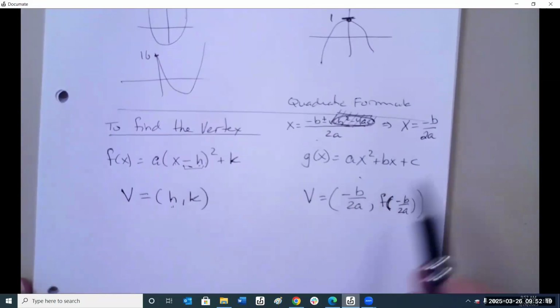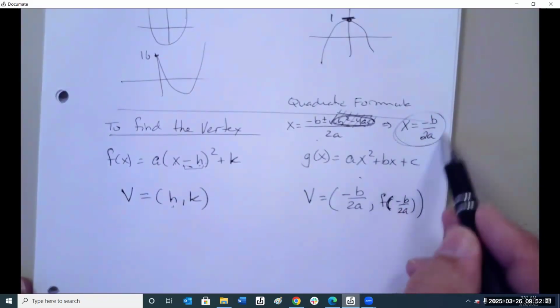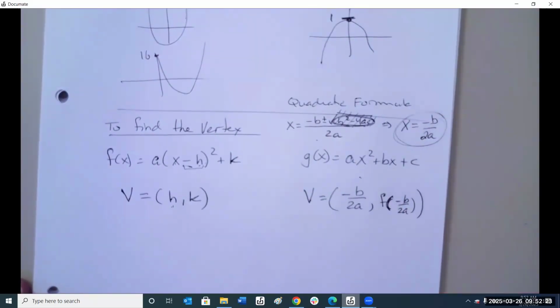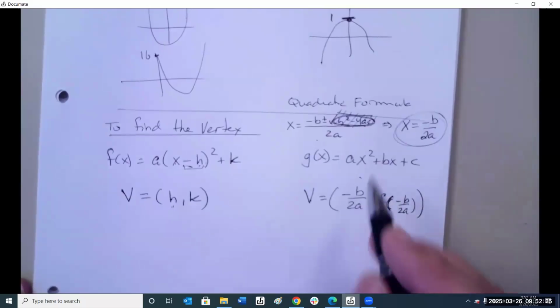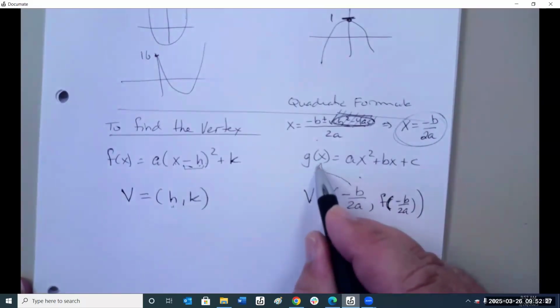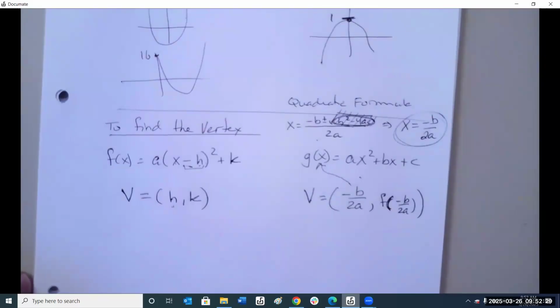So the x value is this -b over 2a. That's the first part of the quadratic formula. Whatever that is, plug that inside our equation, and that tells me the y value. We're going to do some examples, so don't let it worry you. But these are the two methods of finding the vertices.